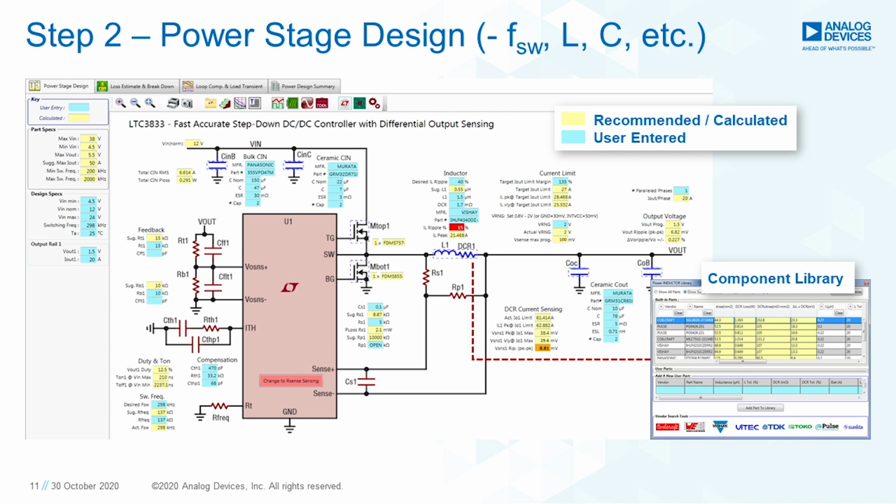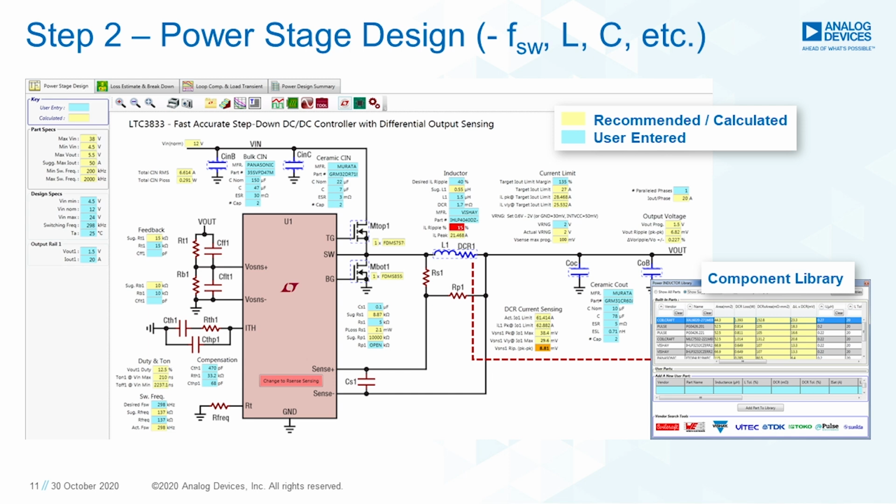Design step number 2 is to select the proper component values for the resistors, capacitors, inductors, transformers, and MOSFETs. In the upper left-hand corner, you can enter the desired parameters for the design, such as output voltage and switching frequency. LT PowerCAD will give you recommended values based on your design criteria, which will be shown in the yellow boxes. You can then enter your own values in the blue boxes. You also have the ability to click on any of the symbols that will bring up a vendor-supplied list of actual components that you can choose from.